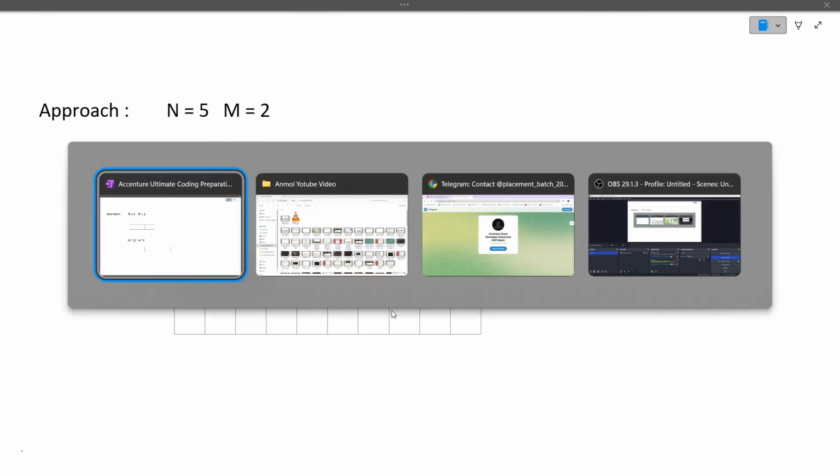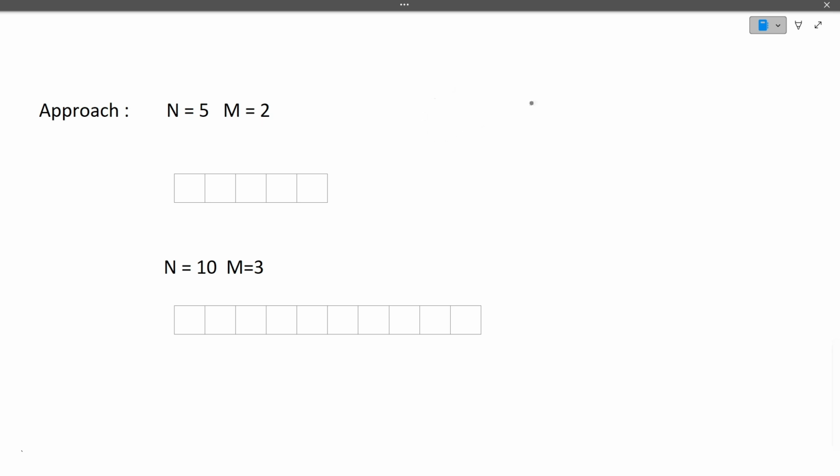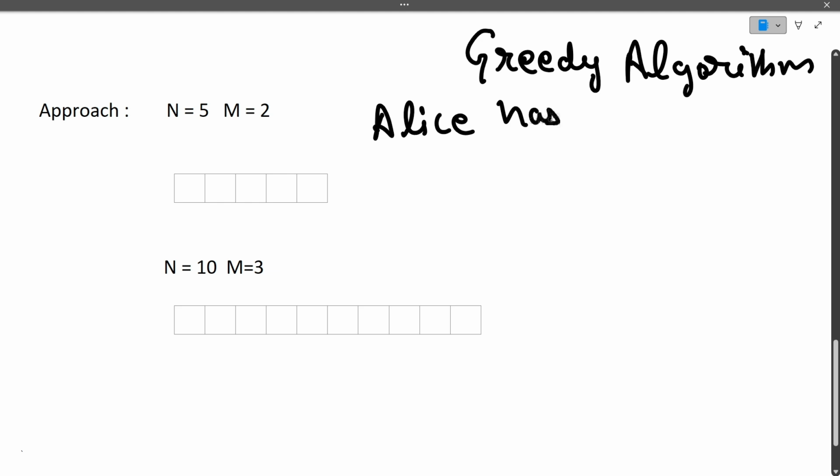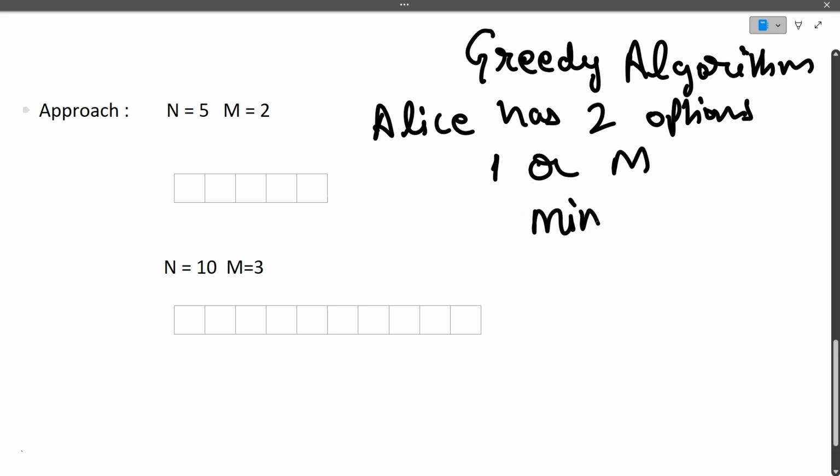The approach will be very simple for this particular question. We will be using an algorithmic approach called the greedy algorithm. Okay, greedy algorithm we will be using. So see, Alice has two options at every stage. Either he can climb 1 stair or he can climb m stairs. And what we have to find is the minimum number of jumps.